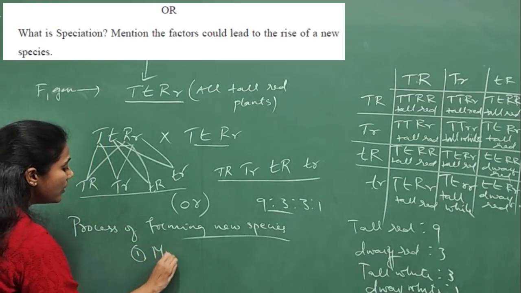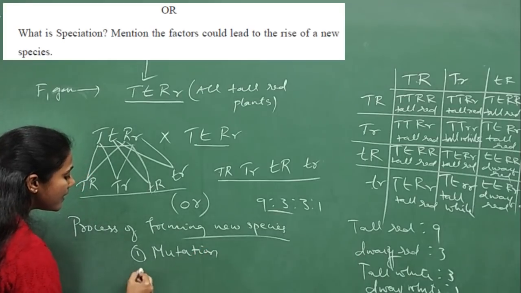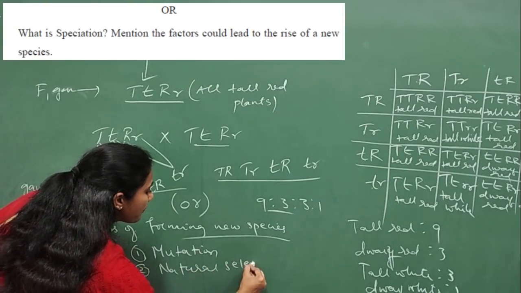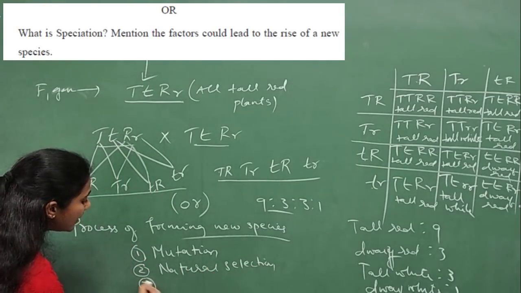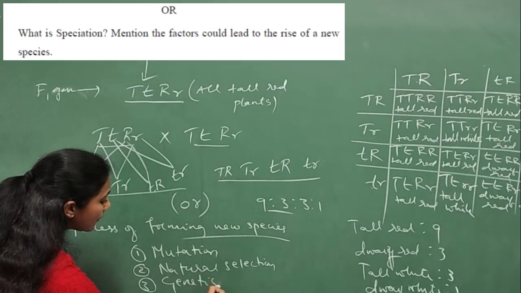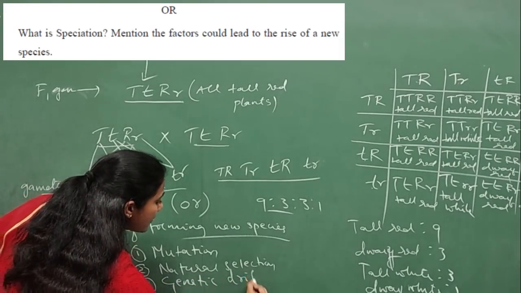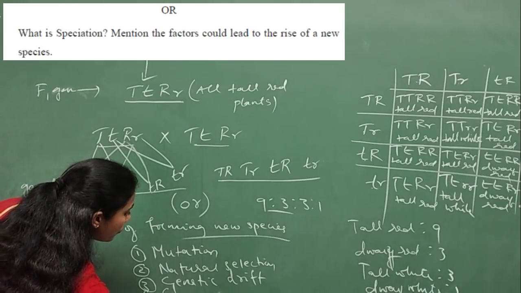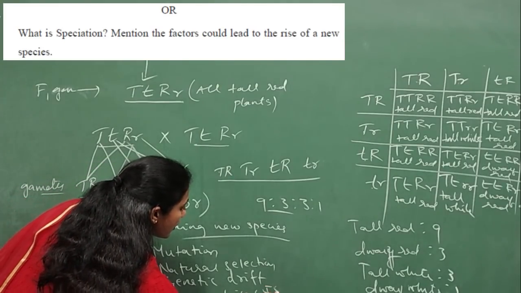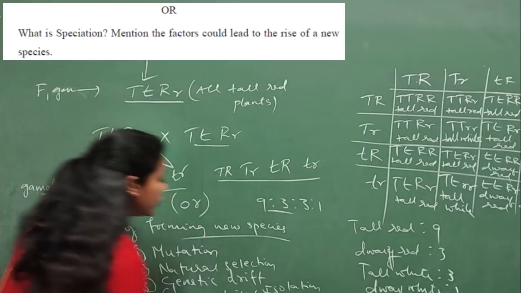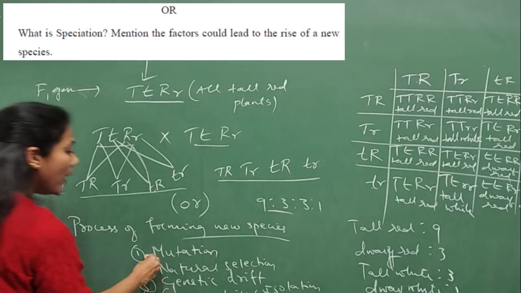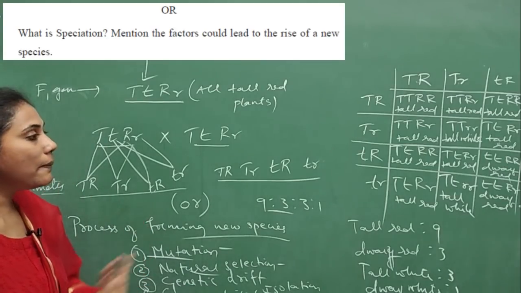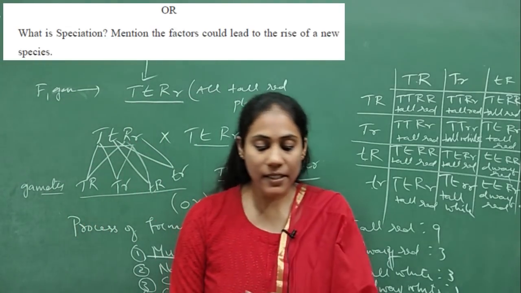First one, mutation, right? And second one, natural selection. Third one, genetic drift. Very important. Even the definition of genetic drift is important, guys. And fourth one, geographical isolation, right? So these are the points that you can write. Not just mentioning the names, you have to explain at least one sentence. You have to explain neatly, right? So that is all about the 37th question, guys.